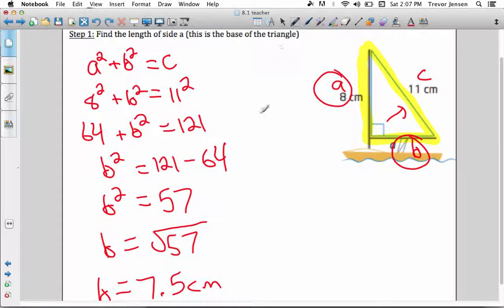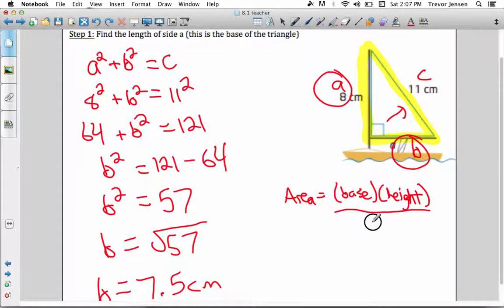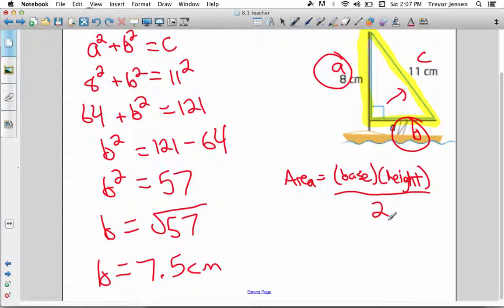do, I have to remember the formula: area equals base times height divided by 2. And remember, the base and the height of a right triangle are the legs. I have the length of both of the legs. Length A, that can be my base or my height, doesn't matter. And length B, that can be the other one, the base or the height.